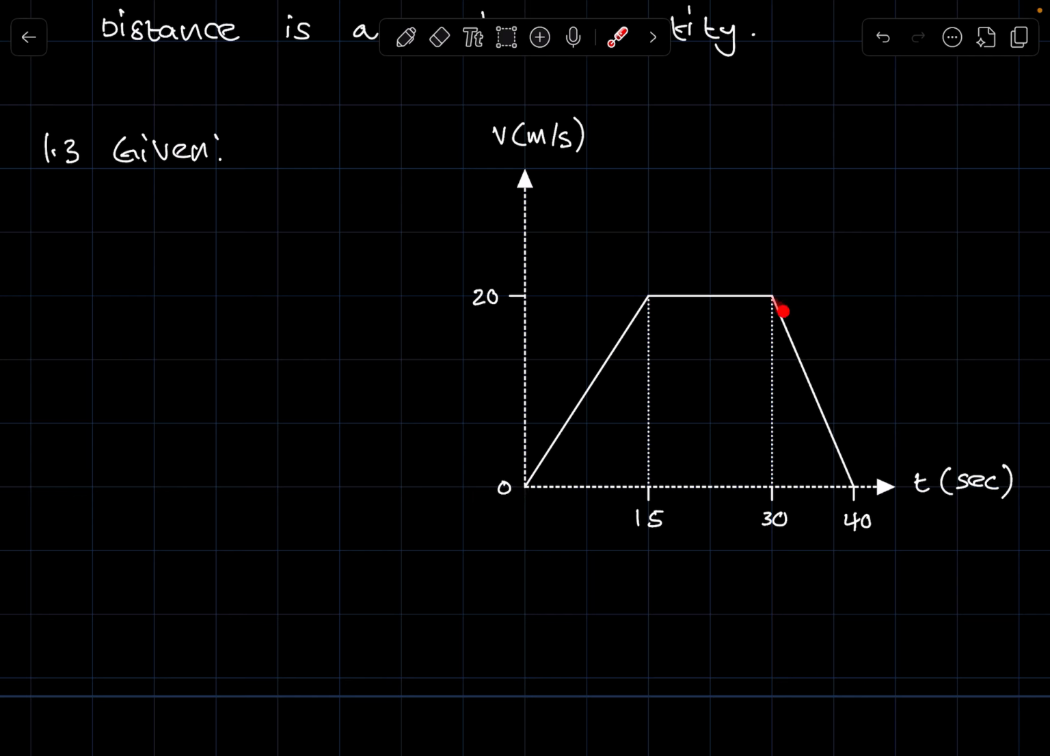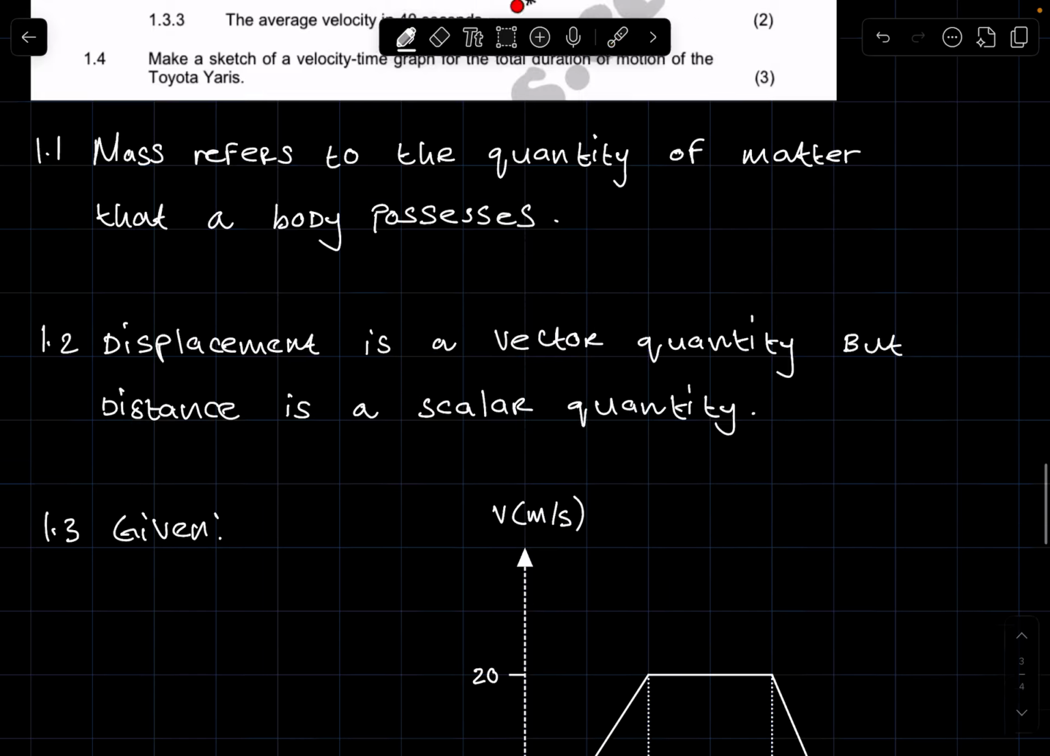Now they said that this section, the deceleration, takes 10 seconds. At this point, remember, it was after 30 seconds. So 30 plus the 10 seconds it takes to brake from here to there, you add that up and you get 40 seconds. And your final velocity-time graph should look like this one. All right, now let's look at the questions.